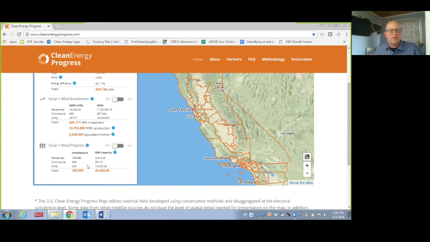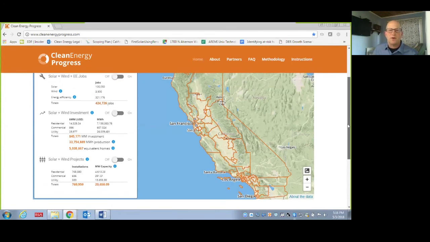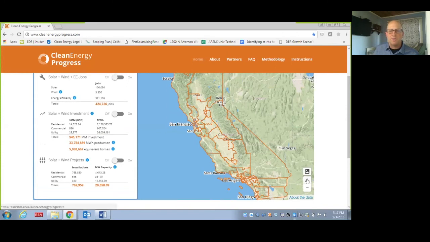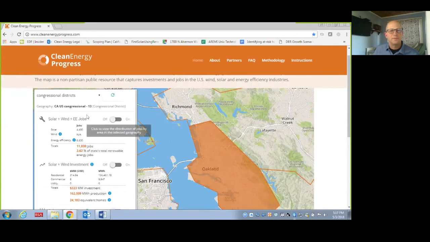I will also mention that we have a count of projects. We have over 768,000 residential solar projects in California, and almost 700 commercial scale solar and wind projects, and almost 400 utility scale solar and wind projects. So we can zero in on California and my community, which is right here.